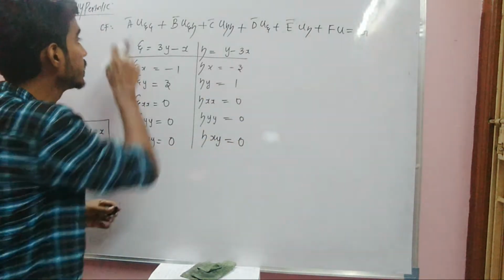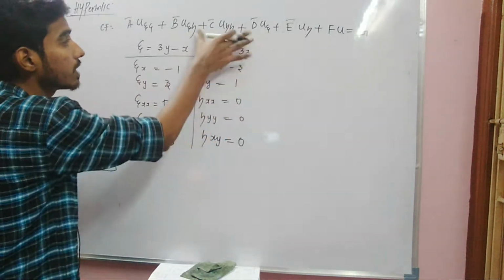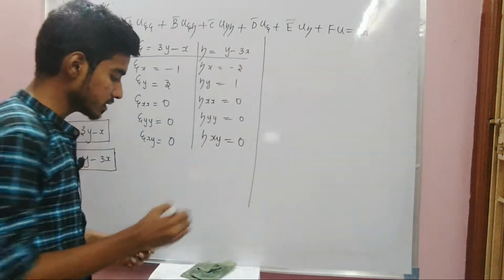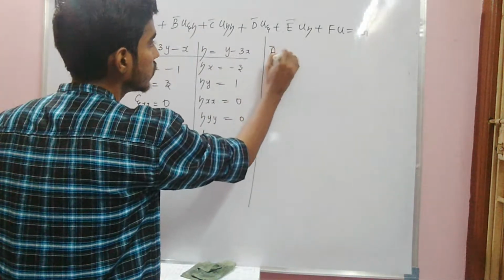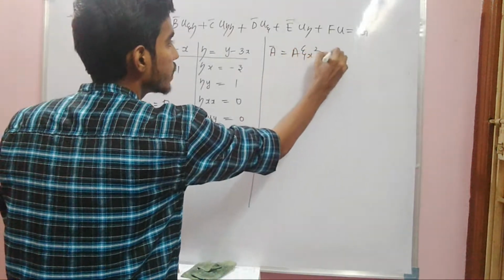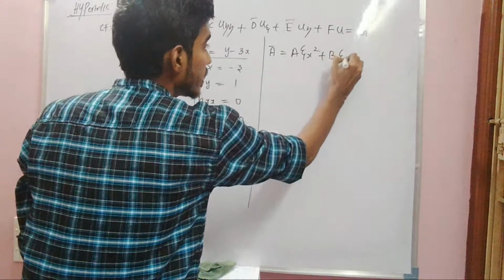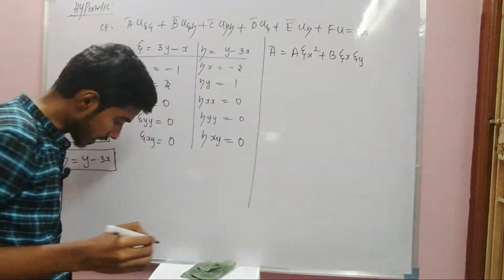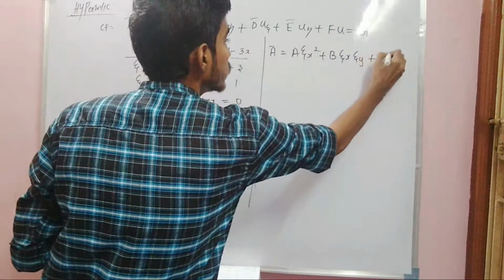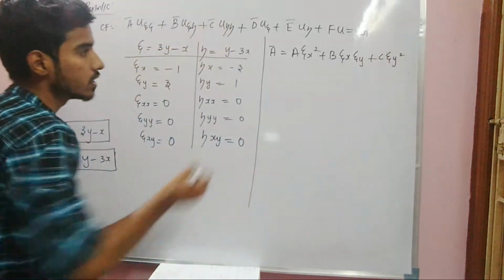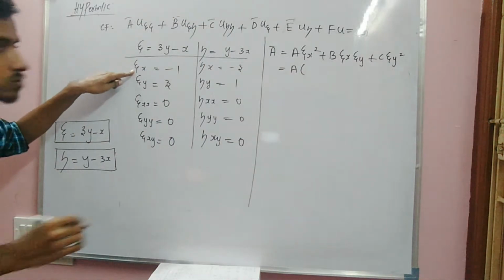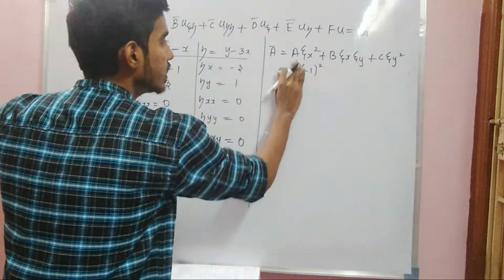Now we need to find a bar, b bar, c bar, d bar, e bar, and then we have to substitute here. That's it, right? So first you will find a bar. So what is a bar? A bar is equal to a into theta x square plus b into theta x theta y plus c into theta y square, right? So this will be a into theta x. What is our theta x? It is minus 1. So minus 1 whole square.